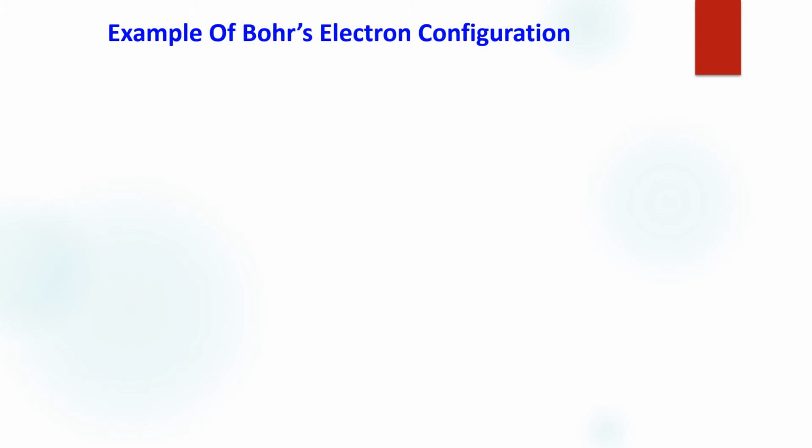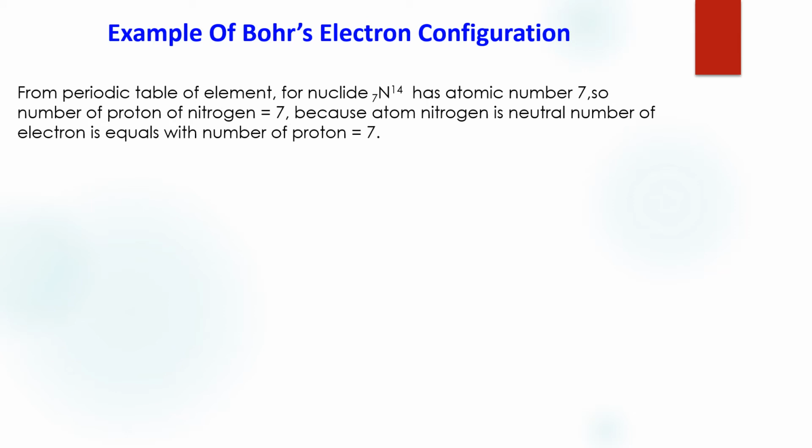The first example of Bohr's electron configuration. From the periodic table of elements, for the nuclide 7N14, nitrogen has atomic number 7, as we learned at the previous meeting. So the number of protons of nitrogen equals 7. Because the nitrogen atom is neutral, the number of electrons equals the number of protons, which is 7.